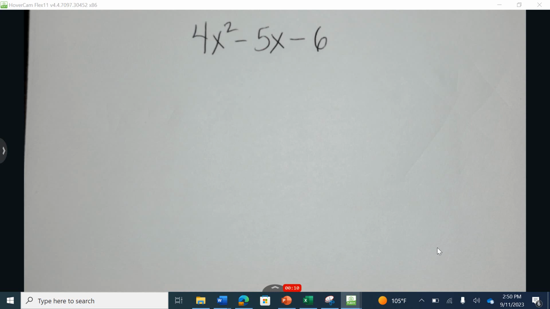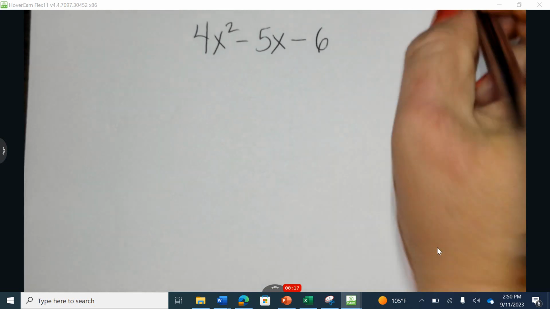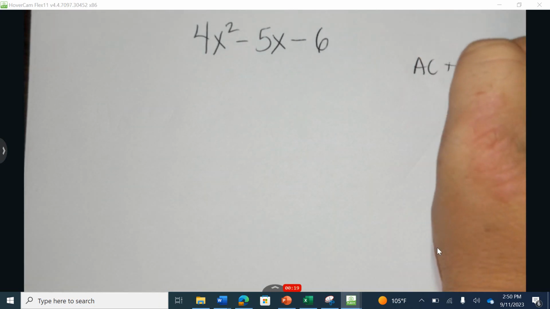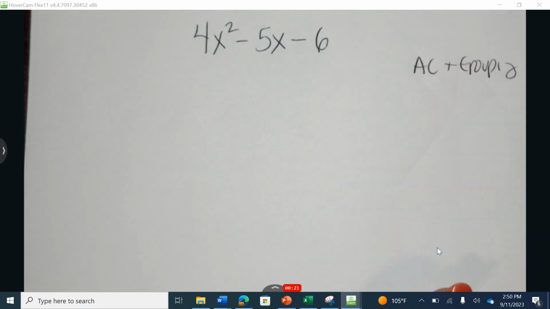So I'm going to go through two different ways to factor the exact same expression. The first is referred to as AC plus grouping. AC plus grouping. Now, how do we do this?